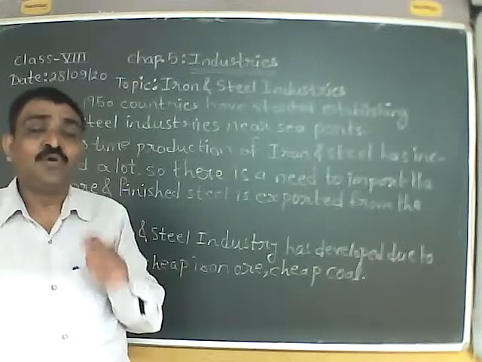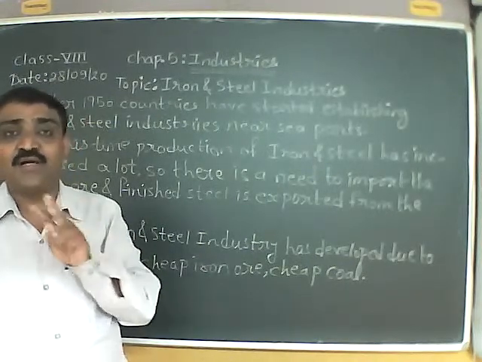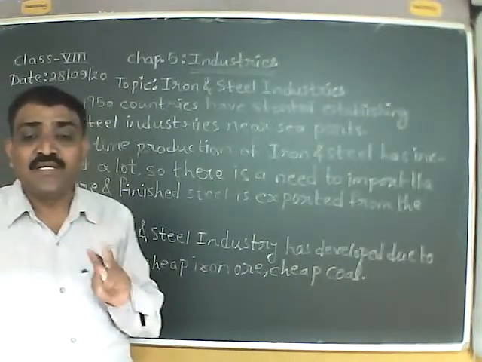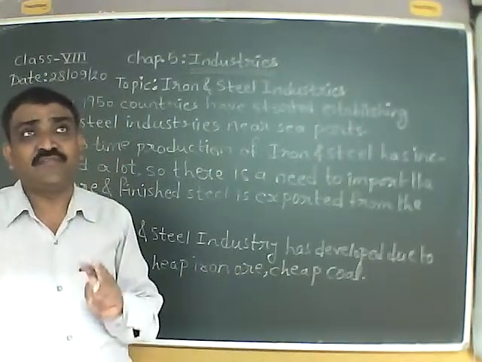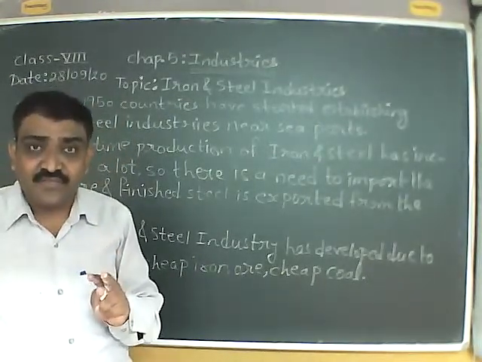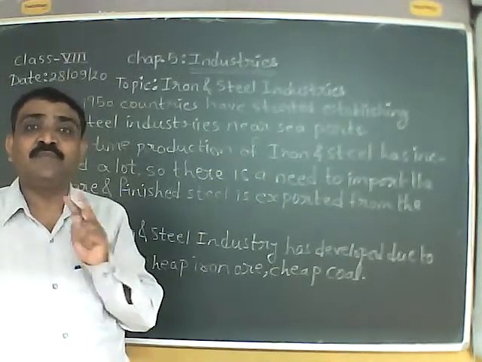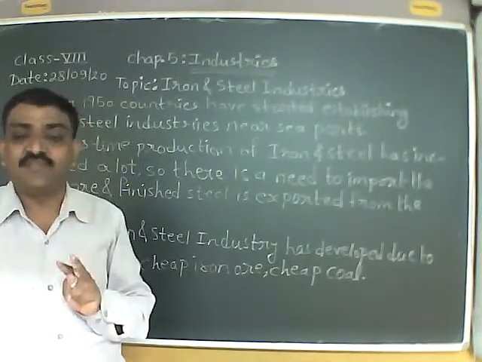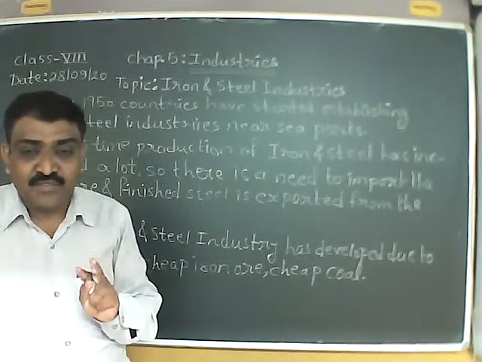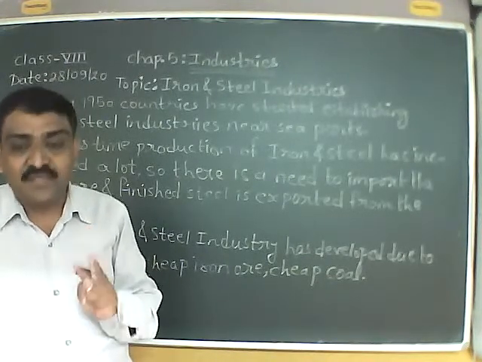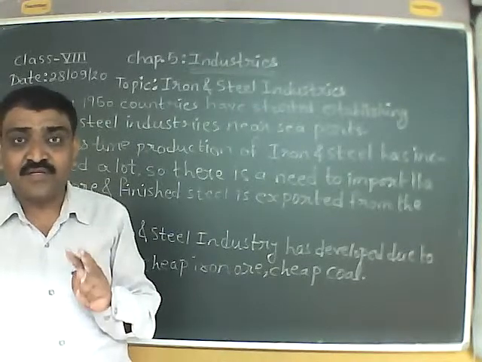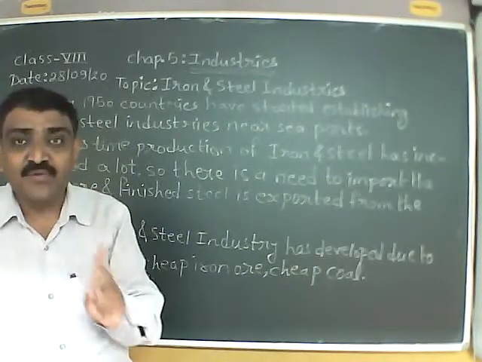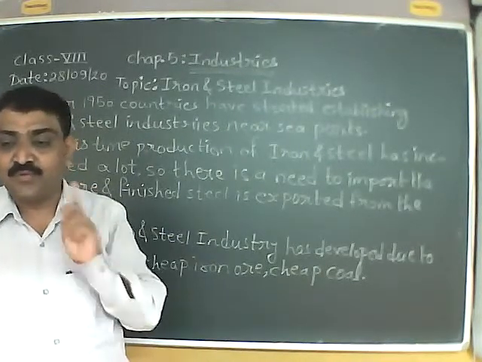Okay, so coal and iron ore are the two important ingredients of iron and steel industry. आयरन और स्टील इंडस्ट्री के लिए सबसे ज्यादा इंपॉर्टेंट दो ही चीजें हैं. What are these two things, beta? These two things are iron ore and coal.